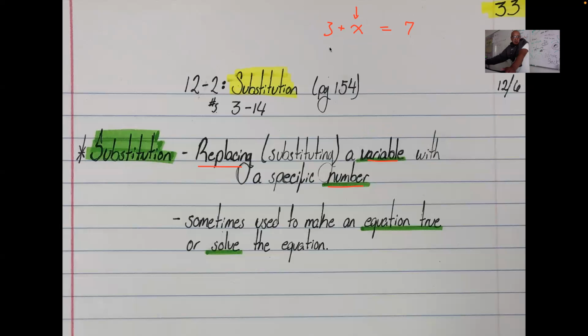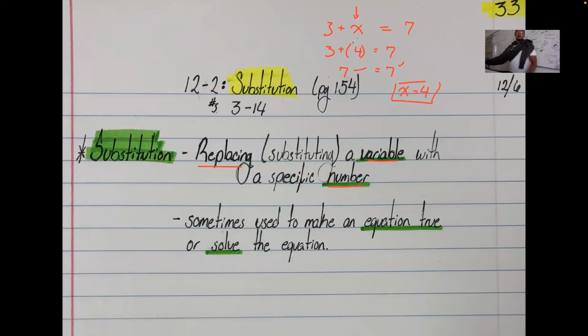Obviously that would have to be 4. Okay, so I'm going to substitute the X with a 4. And now when I work that out, well, 3 plus 4 is 7, leaving me with 7 on both sides. So yes, that means that in this case, X has to equal 4. This would be the solution to this equation.